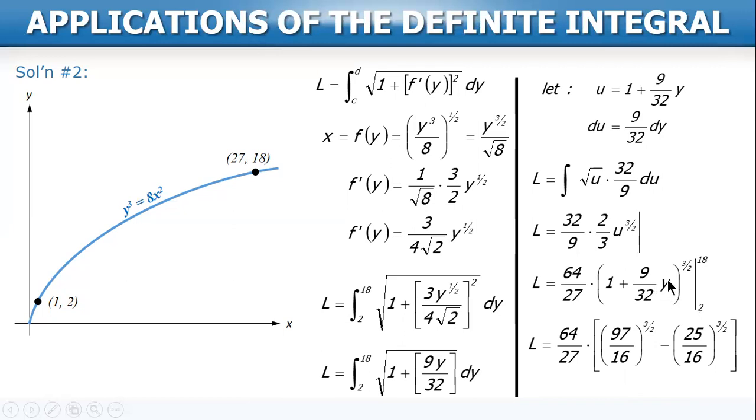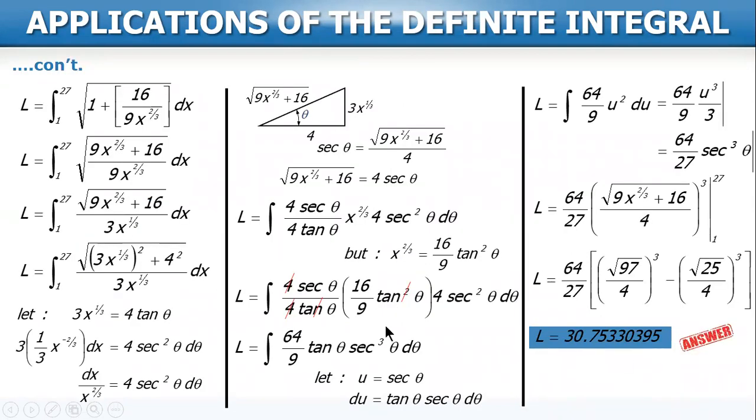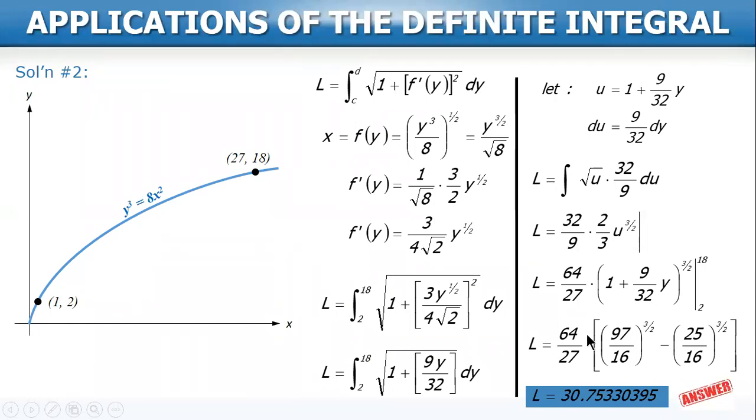9 over 32 times 18 plus 1 is 97 over 16 raised to 3/2. 9 over 32 times 2 plus 1 is 25 over 16 raised to 3/2. So simplify. This is the result. Same lang. Okay? Same lang. And you can see the difference based sa imong gigamit na function.